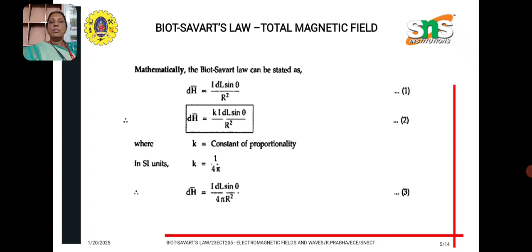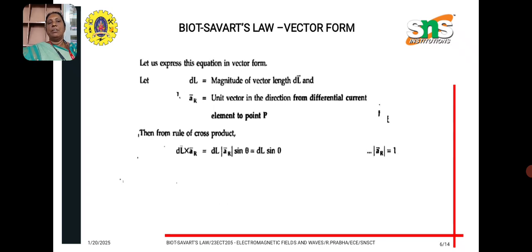So the expression dH can be given as k I dl sine theta by r square, and in SI units this constant of proportionality k is given by 1 by 4 pi, and so dH is I dl sine theta by 4 pi r square. This is the equation of Biot-Savart's law after substituting the k value.